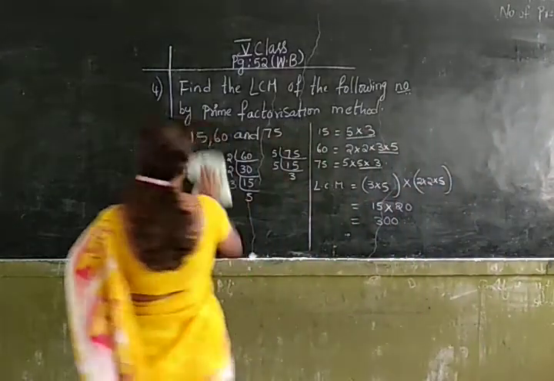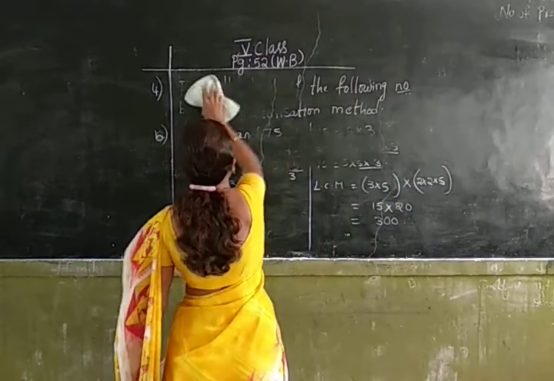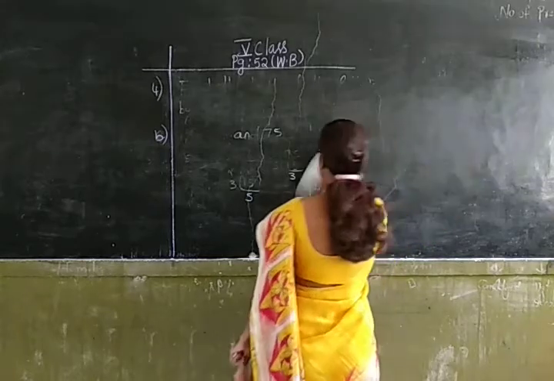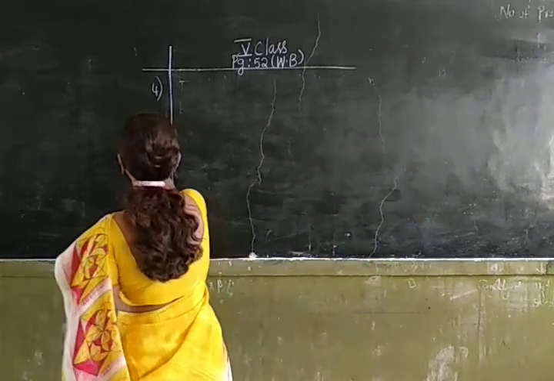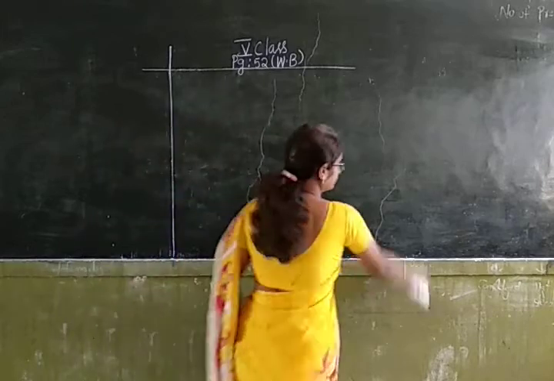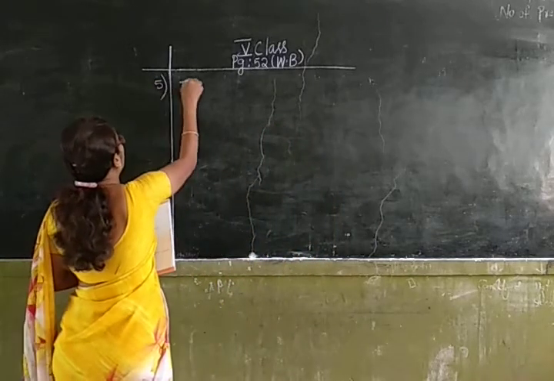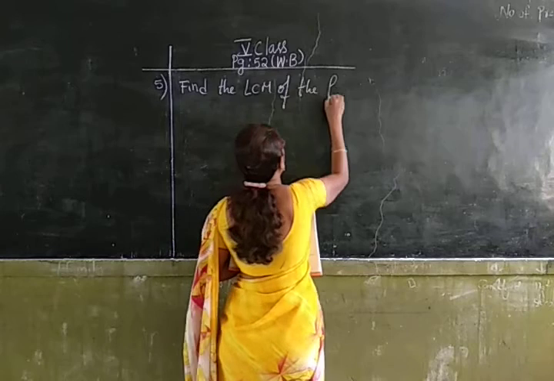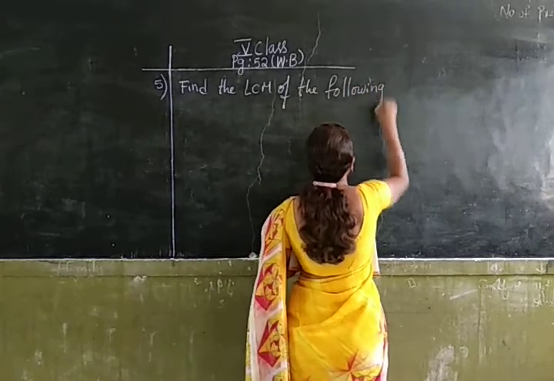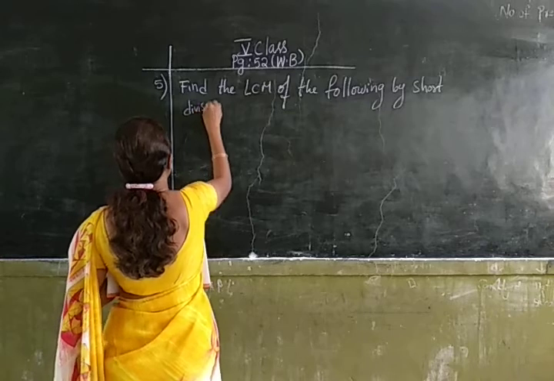Now let us do the fifth question. Find the LCM of the following by short division method.